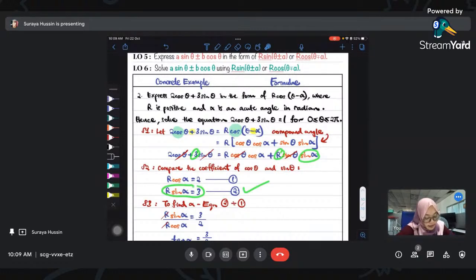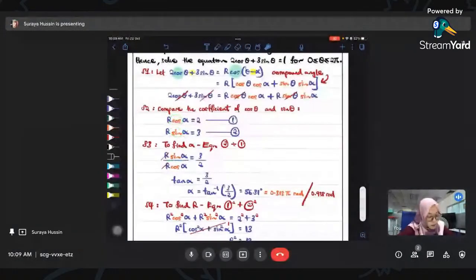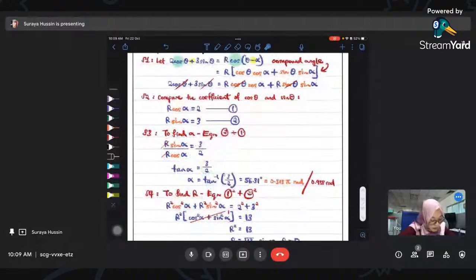And then, third step, to find alpha, equation 2 must be divided by equation 1. Sebab kita nak berjumpa. Sebab itulah sin kena bahagi cos, sebab kita nak berjumpa dengan tan. Tan alpha is equals to 3/2. And so your alpha is equals to 56.31.